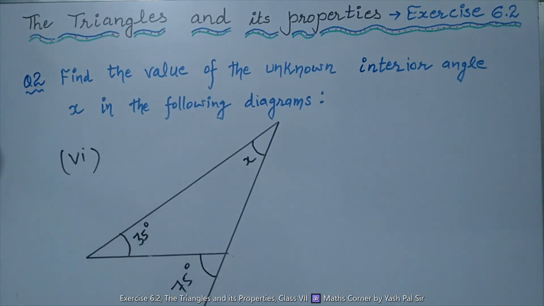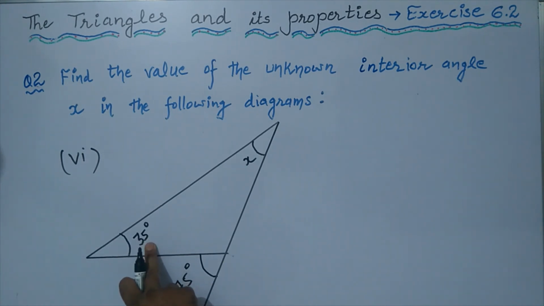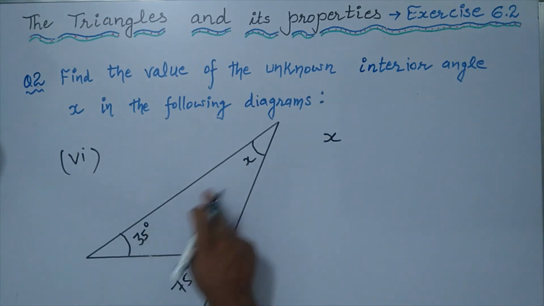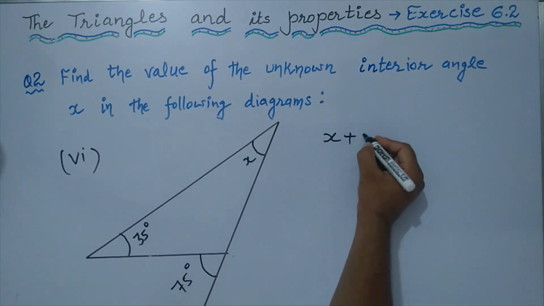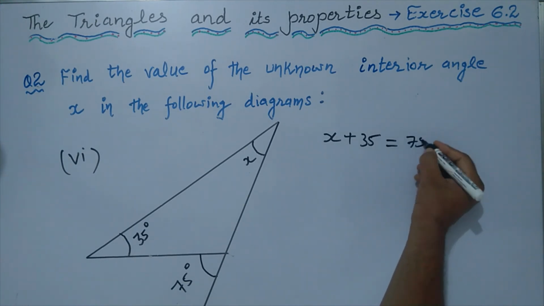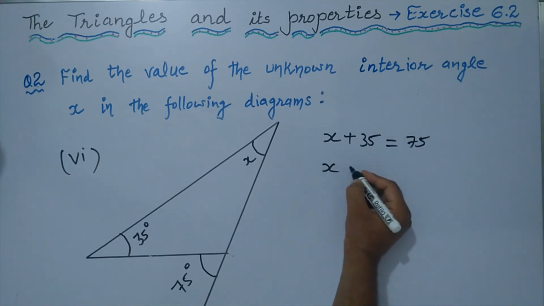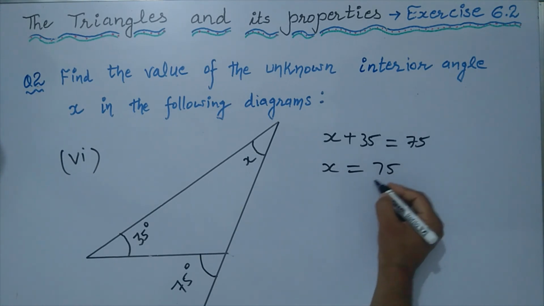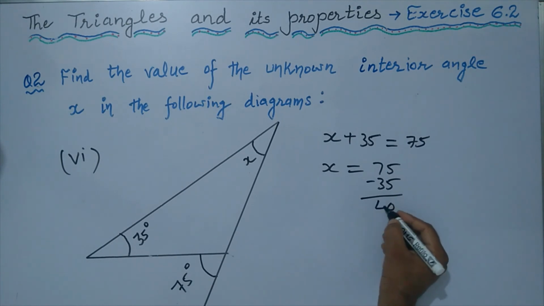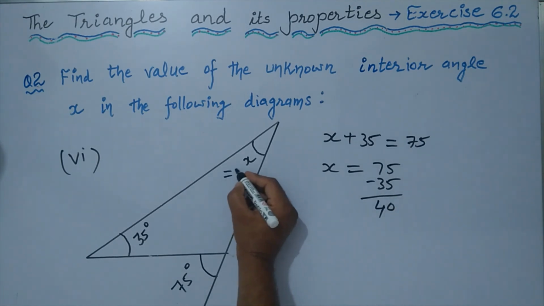Now this is our sixth part. 75 degrees is the exterior angle. The opposite interior angles are 35 degrees and x. So according to the property, the sum of opposite interior angles, that is x plus 35, is equal to the exterior angle, which is 75 degrees. So the value of x is equal to 75 minus 35. 5 minus 5 is 0, 7 minus 3 is 4. So the value of x is 40 degrees.